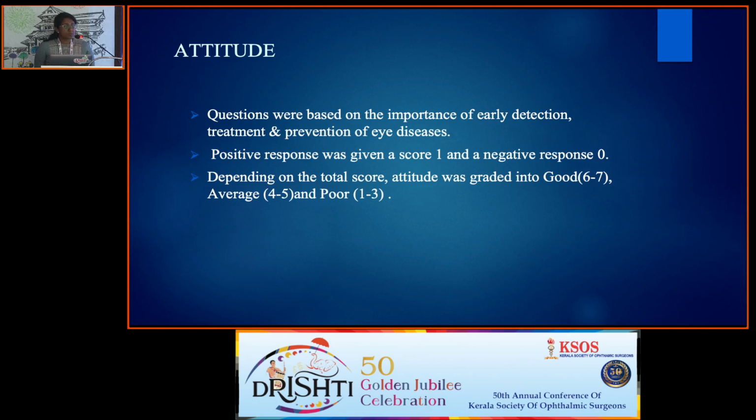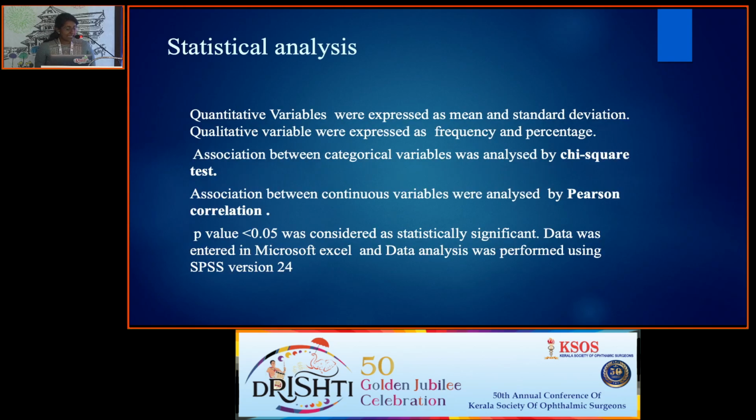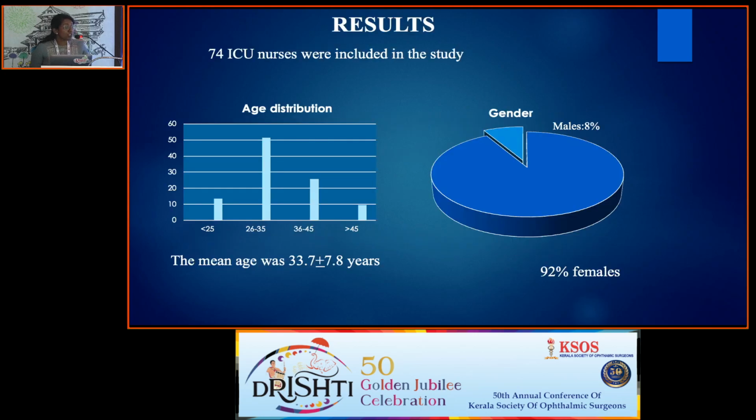Questions on attitude were based on the importance of early detection, treatment, and prevention of eye disease. A positive response was given a score of 1 and a negative response 0. Depending on the total score, attitude was again graded into good, average, and poor. Practice was assessed based on the methods and techniques of eye care practiced by the nurses in the ICU. Response to each practice pattern was noted, and the participants were graded into good, average, and poor. Statistical analysis was done.